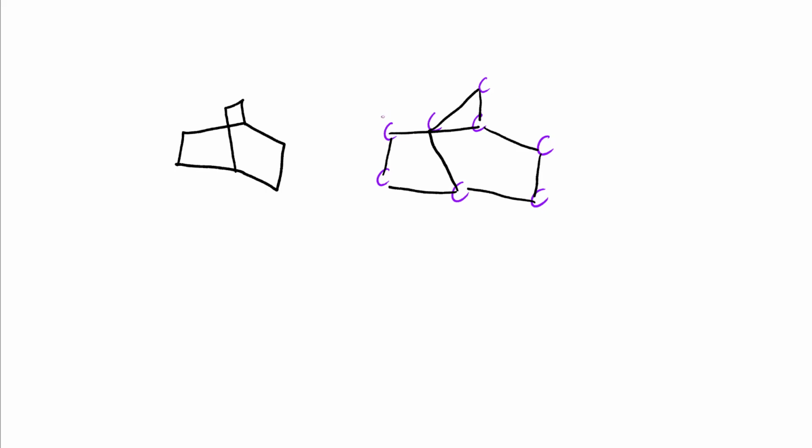We have 1, 2, 3, 4, 5, 6, 7, and 8. So it is technically an octane, and it's shared between 2 rings. So it's going to say bicycloalkane, but that means that you missed your bracket. So we're going to have to count our bridges. Where am I going to start? Let's say I'll start over here.